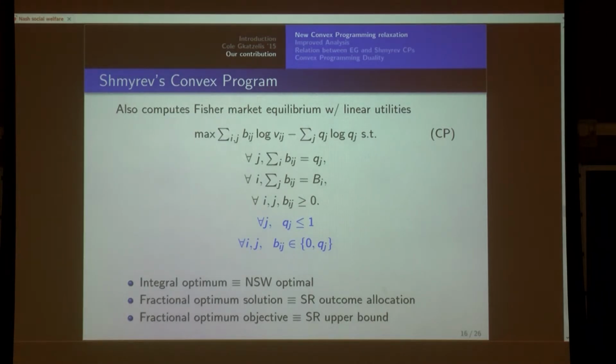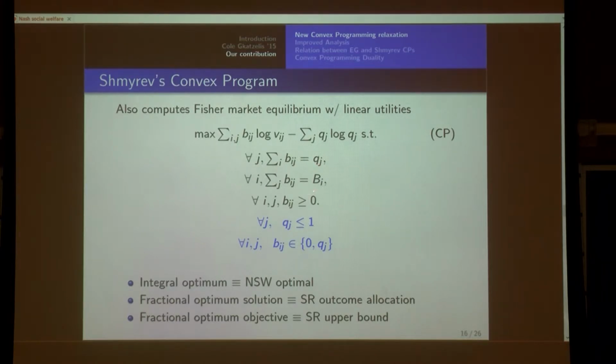So what is this alternate convex program? It's related to this. This is called Shmyrev's convex program. This also captures the market equilibrium for Fisher with linear utilities. It's a strange convex program. What is going on here is the variables are the spends. So Bij is how much agent i spends on item j. And it has this kind of strange objective function.